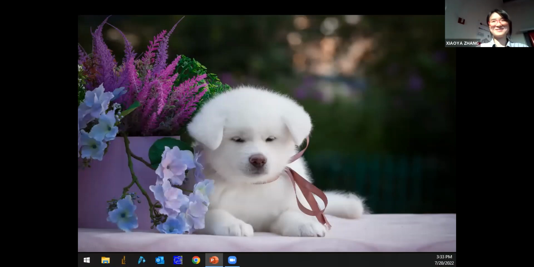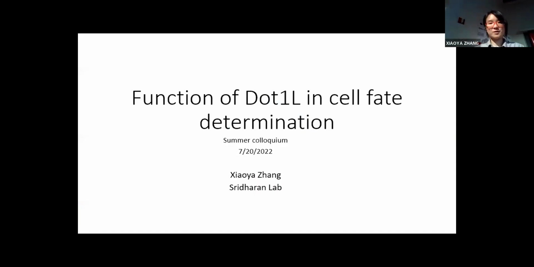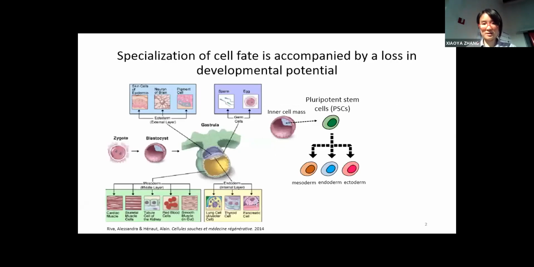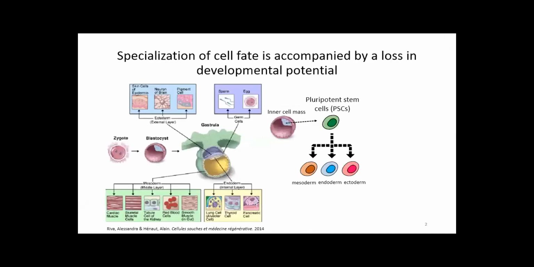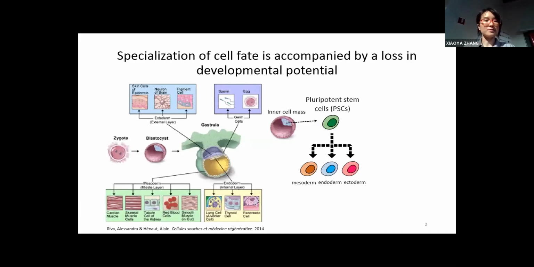Thank you, Rupa, for the wonderful introduction. Today I'm very happy to share my project on the function of DOT1L in cell fate determination. First, as we know, a multicellular organism needs cells with different functions, and all those cells come from one single zygote, which can divide and become a blastocyst.